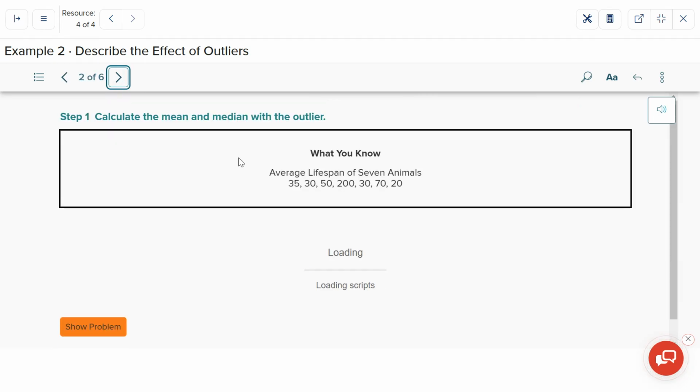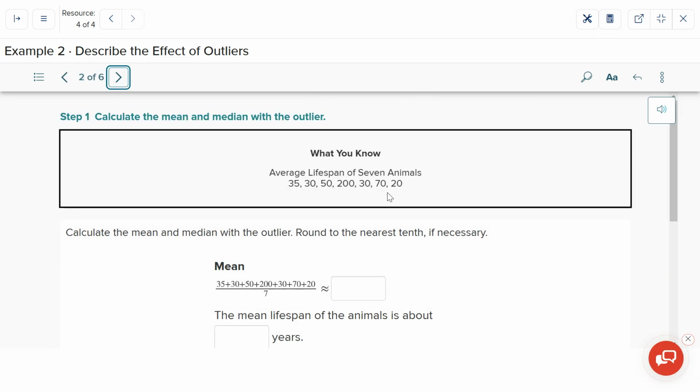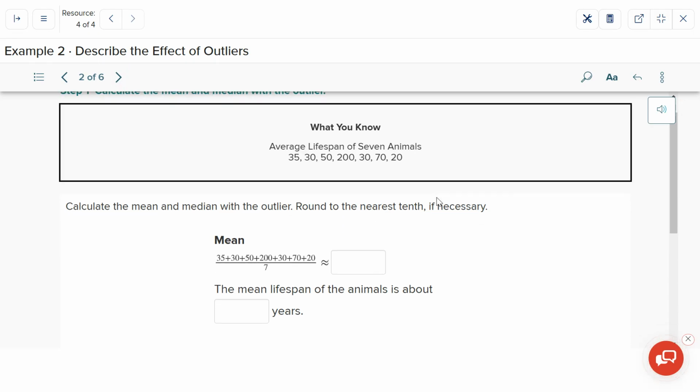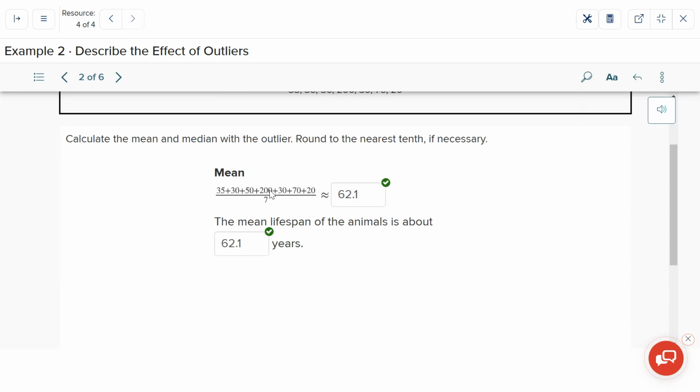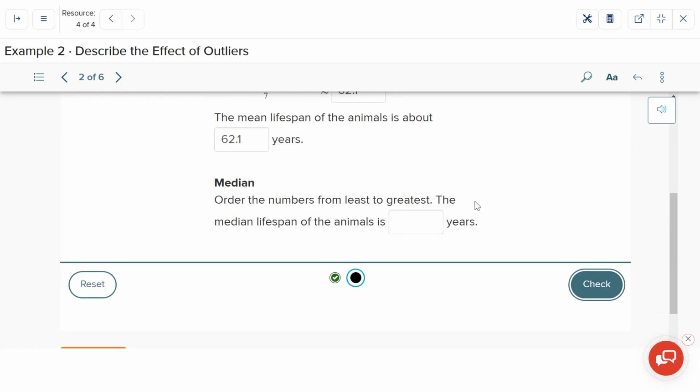So we've got our numbers here. They're going to find the mean for you. Notice they're using squiggly lines for approximately. That's because we're going to do some rounding here. So we're going to round it to 62.1. The mean lifespan of the animals is approximately 62.1 years. You get that by adding and dividing by 7, by the way.